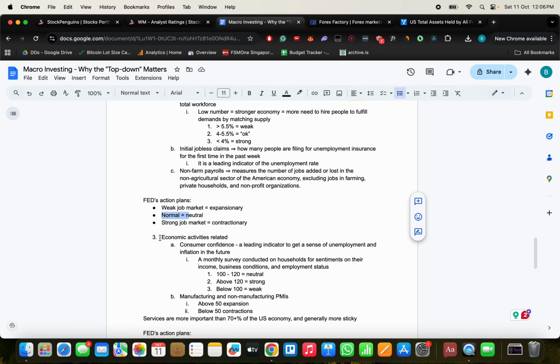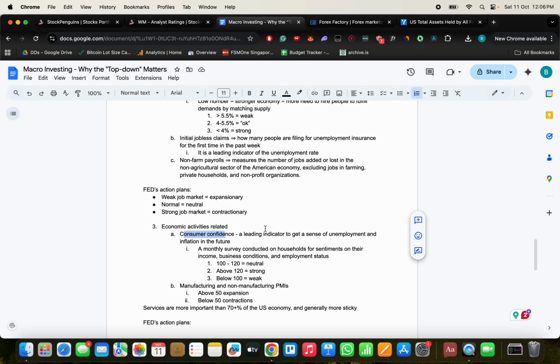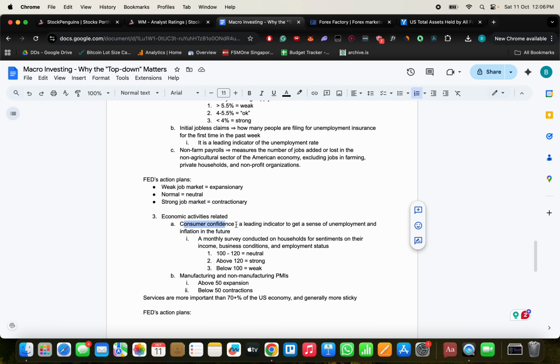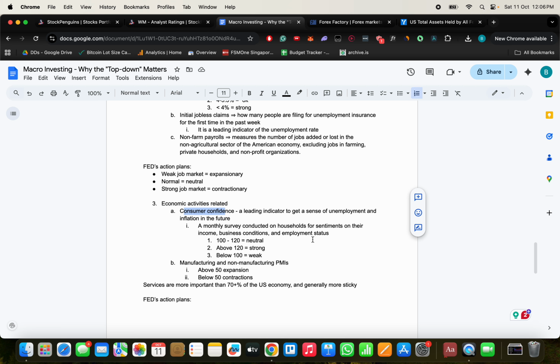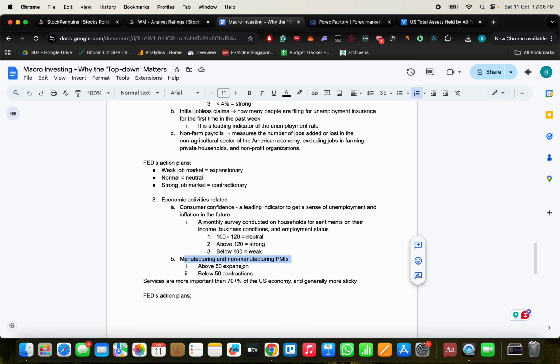Now, economic activities. Your consumer confidence is a leading indicator to get a sense of unemployment and inflation in the future, right? There's a monthly survey conducted on households for sentiments on their income, business conditions, and employment status. 100 to 120 is generally seen as neutral, above 120 strong, below 100 weak. Then manufacturing and non-manufacturing PMI, which gives a sense of economic industrial activities in the country, right? Above 50 generally indicates expansion, below 50 contraction.